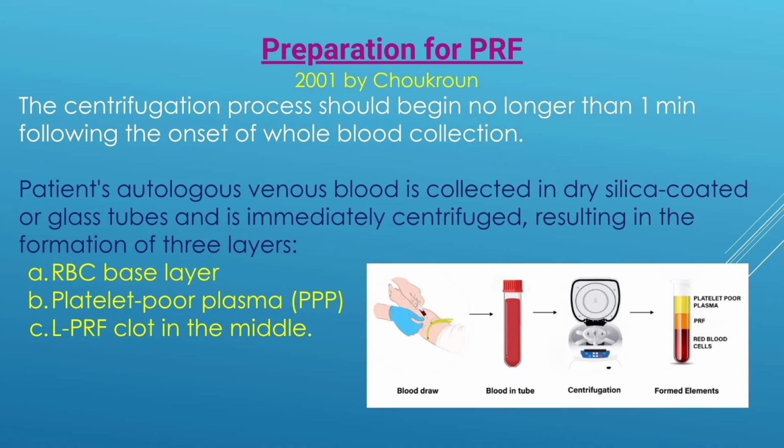onset of whole blood collection. Patient's venous blood is collected in dry silica-coated or glass tubes and is immediately centrifuged, resulting in the formation of three layers: RBC base layer, platelet-poor plasma, and LPRF clots.